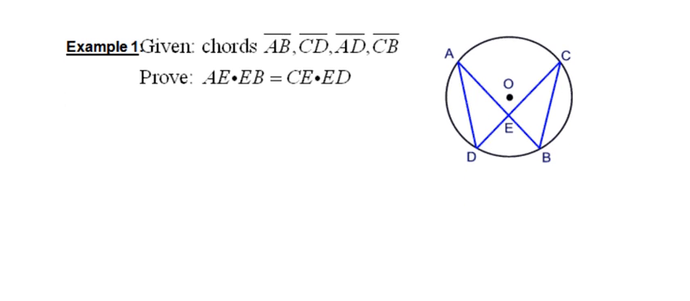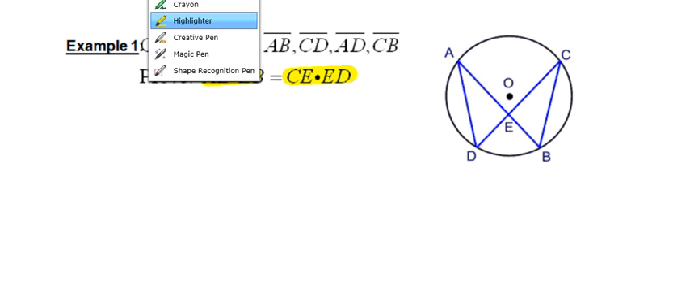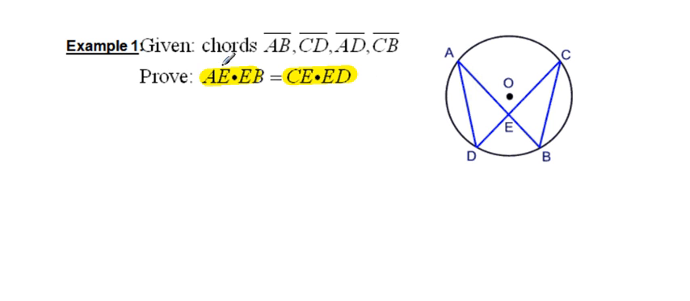Number one says we're given all those chords. We could tell from looking at the picture that they're chords. Remember that a chord is any segment whose endpoints are on the circle. Notice what it is exactly that they're asking us to prove. They're asking us to prove that the products of a couple segments are equal to each other. Anytime I see products, I should think to myself, similar triangles.